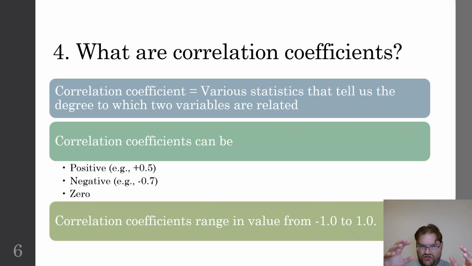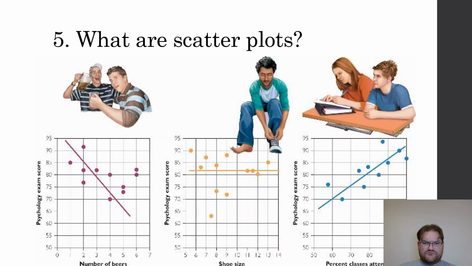And I'm going to show you a scatter plot to show how this looks on a graph to give you a better idea. So what are scatter plots? Scatter plots are just a visual representation of the data of various relationships. So it's a plot of scores of two variables. And what we can see here is we have 3 examples of scatter plots that suggest correlations or relationships between two variables.